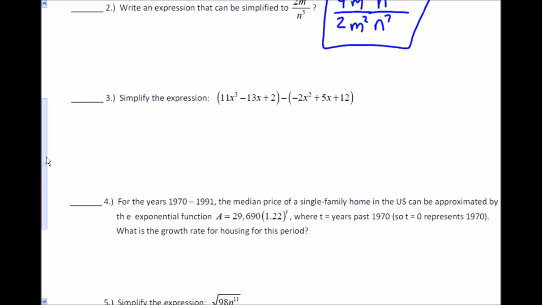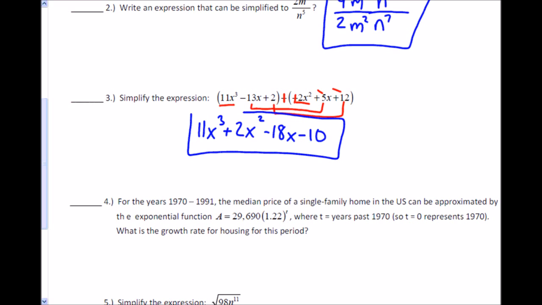Number 3, it says to simplify the expression. And here we're subtracting, which I would always change subtraction to adding the opposite. And when we do that, now we're just combining like terms. Right here, this one doesn't have any like terms, so it stays as an 11x to the third. The x squared doesn't have any like terms either, so that's going to stay as a 2x squared. The negative 13x and the negative 5x can combine to a negative 18x. And then the 2 and the negative 12 combined to give me a negative 10. And that's it. So again, change subtraction to adding the opposite, combine like terms.